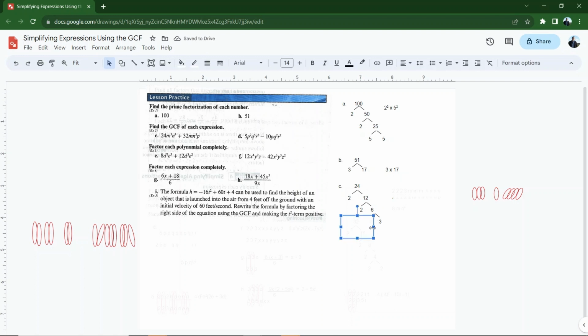All right, so now I have my prime factorization of 24, but I'm not just dealing with the number 24. I'm dealing with 24 m cubed n to the fourth. So as you're finding the greatest common factor, we're going to factor the first number and factor the second number. When we factor the first number, I'm just going to list all the factors in order. Notice that it's 2 times 2 times 2 times 3. I got that from my prime factorization of 24. Times m times m times m. That's from m cubed. Times n times n times n times n. That's from n to the fourth.